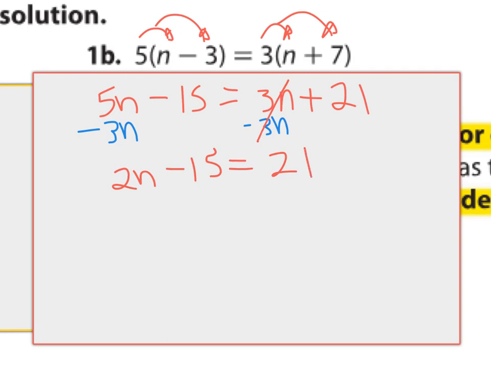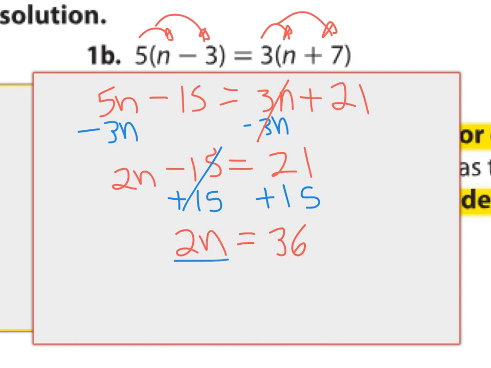Okay. Now I want to isolate this n. I want to leave it all by itself, so I will go in reverse order of operation and remove the minus 15 by adding 15's. Addition property of equality on both sides. And with addition property of equality, this side is gone and the other side becomes 36. 21 plus 15 is 36, and I have just the 2n.